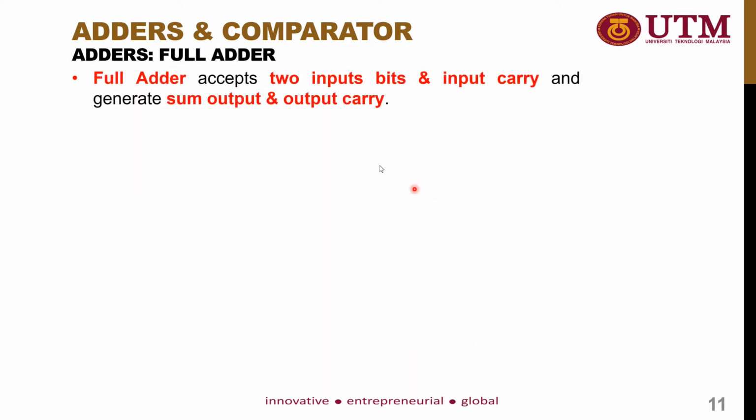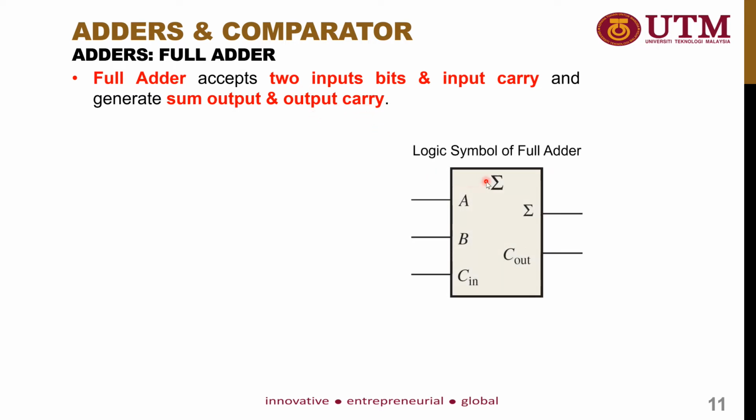Next is the full adder. A full adder accepts two input bits and an input carry, and it generates a sum output and an output carry. Previously you learned about the half adder, which consists of two inputs, A and B. But this time, the full adder consists of three inputs: A, B, and also the input carry. So right now, we have three inputs for the full adder, and the number of outputs is still the same: we have the sum and we have the carry.